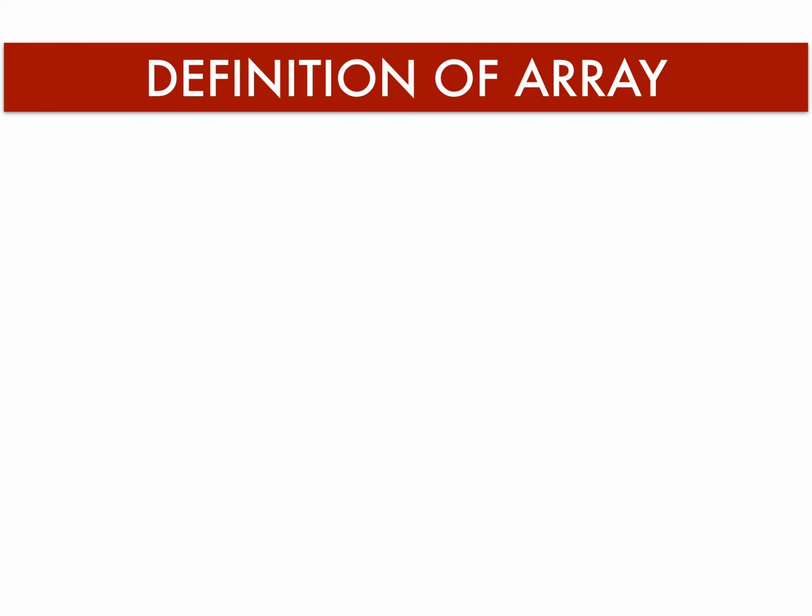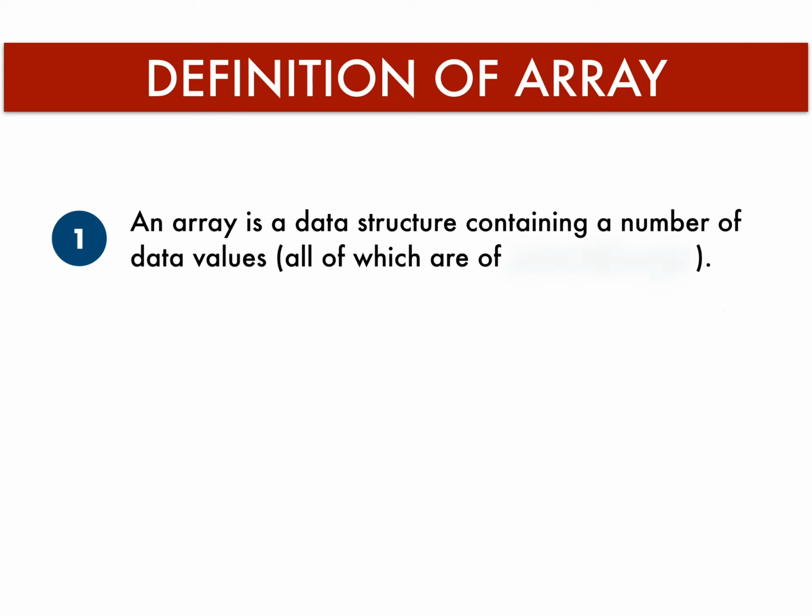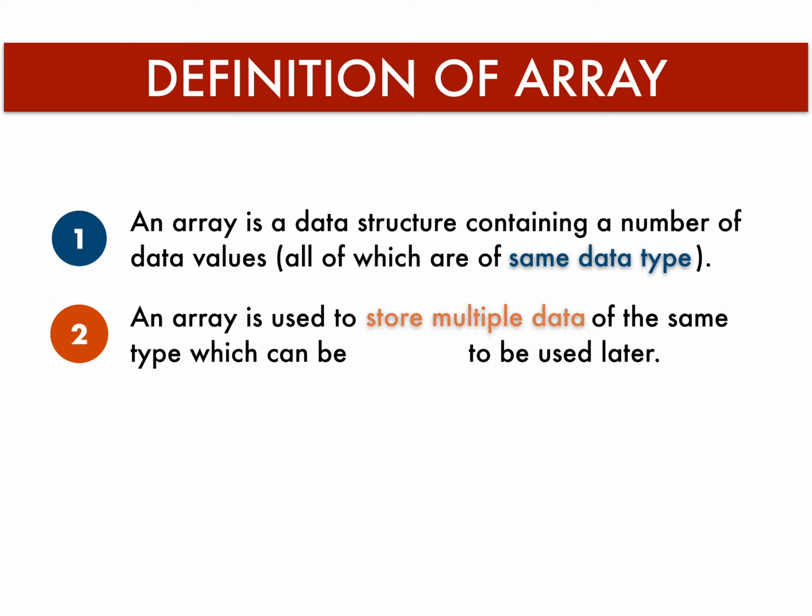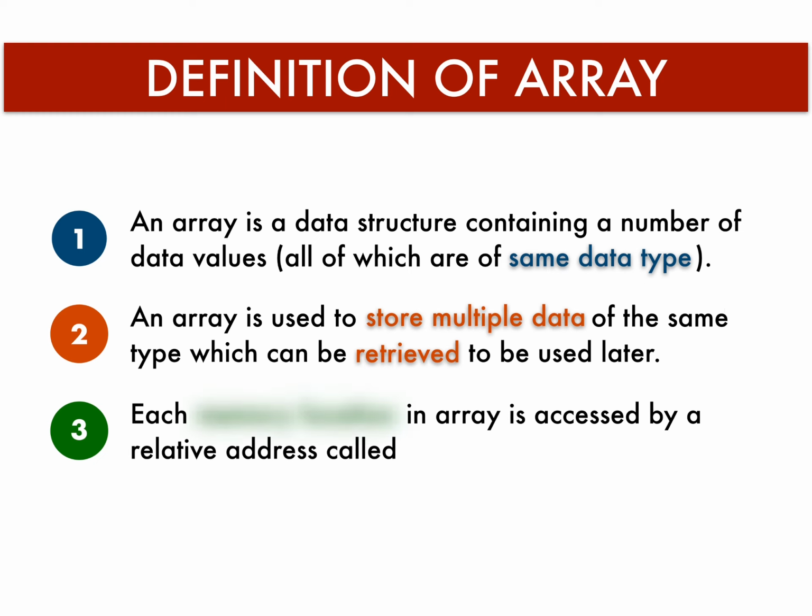What is an array? An array is a data structure containing a number of data values which are of the same data type. An array is used to store multiple data of the same data type which can be retrieved to be used later. The array elements are accessed through the index.